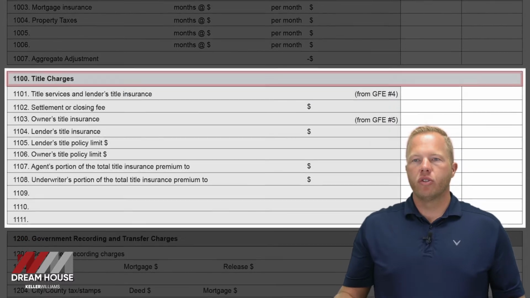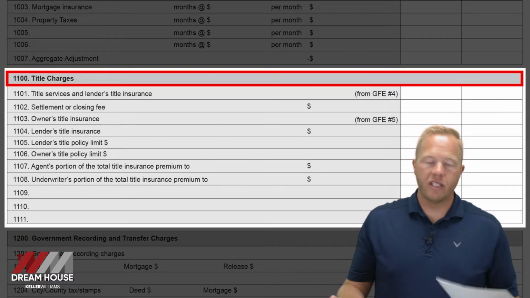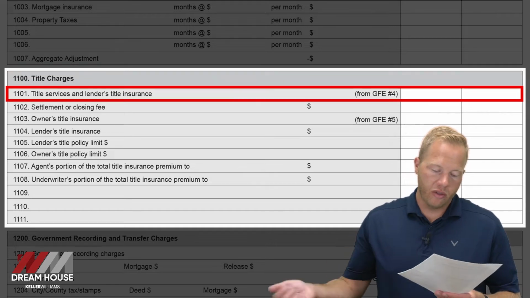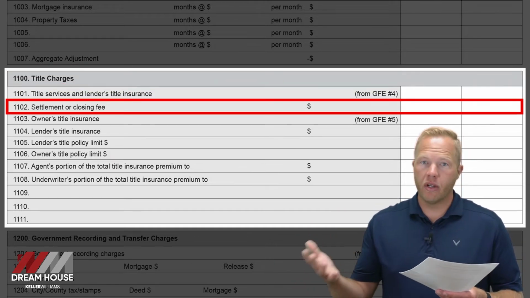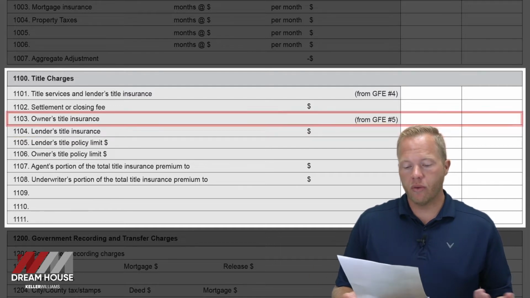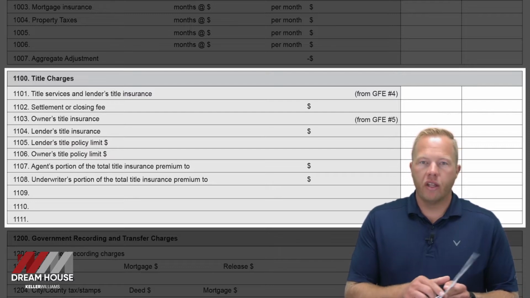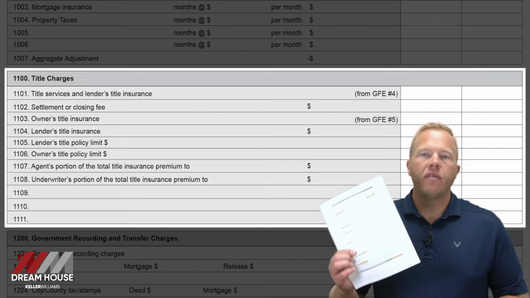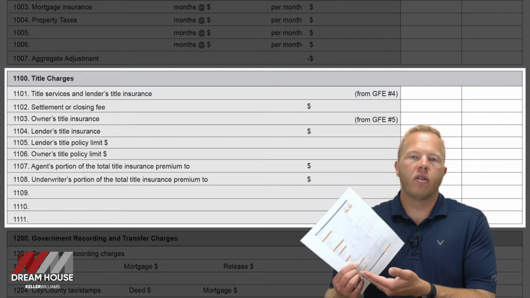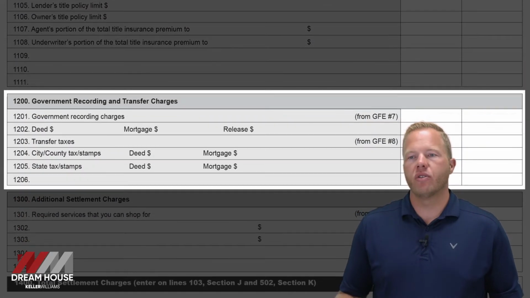Now, title charges. Here in Farmington, we only have one title company, that's Sun One Title. What are they charging you? You know, title services, title insurance, settlement or closing fees, lender's title insurance, owner's title insurance, borrower's title insurance, certain aggregate adjustments. You'll want to pay attention to that. What are you getting charged for? And if you have questions about this, your local title person will be able to answer those questions about what that covers. And government recording and transfer fees.